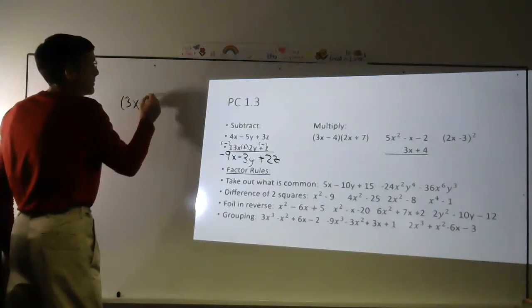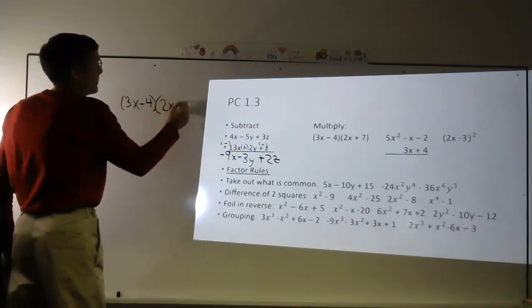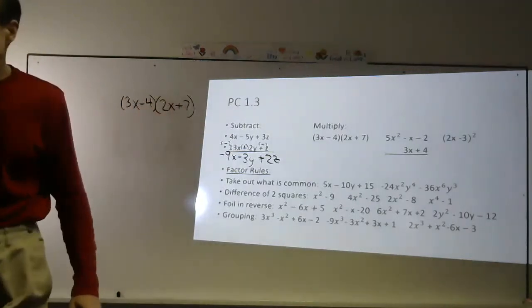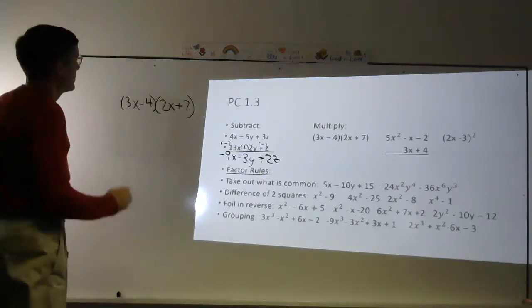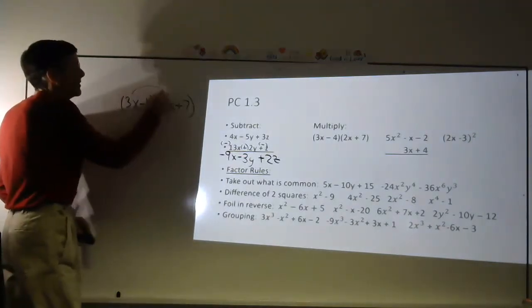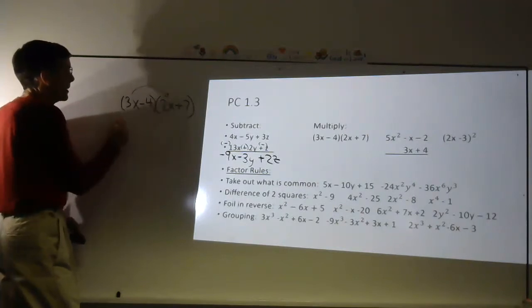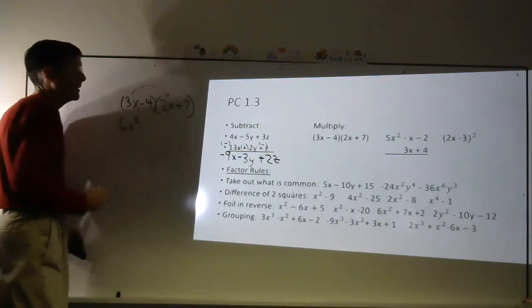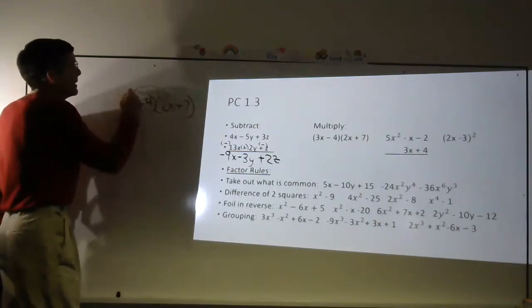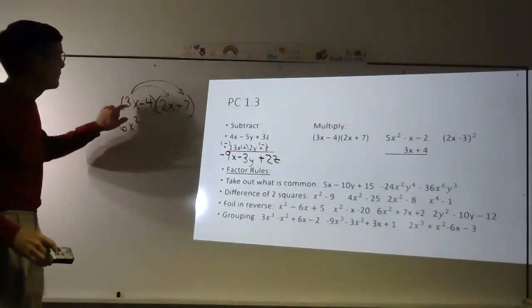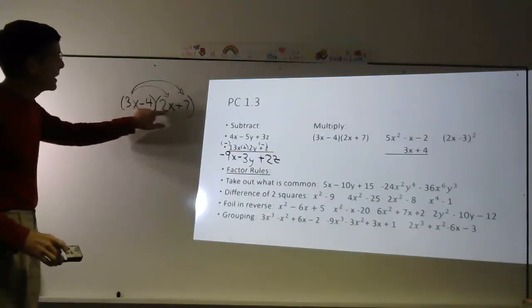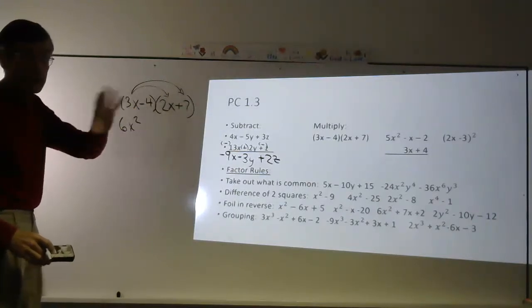3x minus 4, 2x plus 7. Okay? When you're multiplying by FOIL, multiplying by FOIL is simply doing the distributive property. So I'm going to take this times this, 3x times 2x is 6x squared. I'm going to take this times this, which is multiplying. First we did the first terms, 3x times 2x, letter F for first.